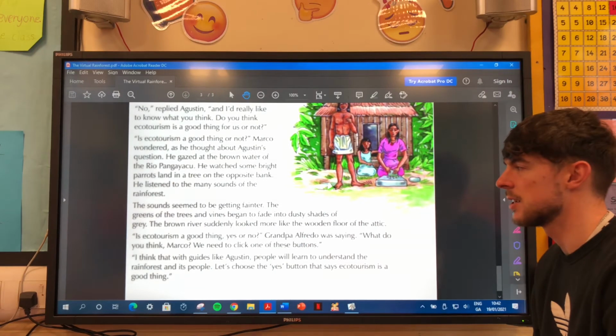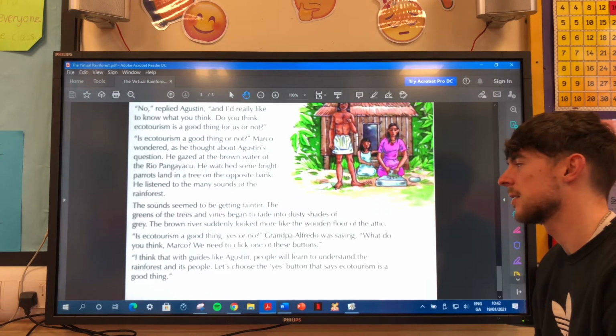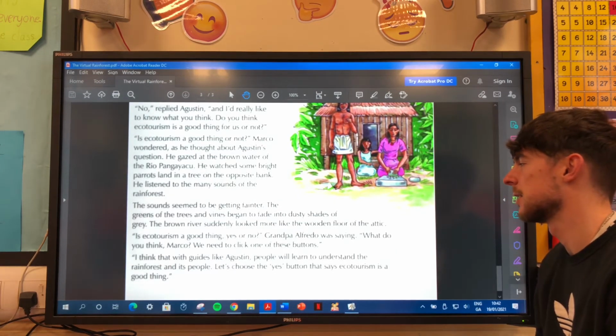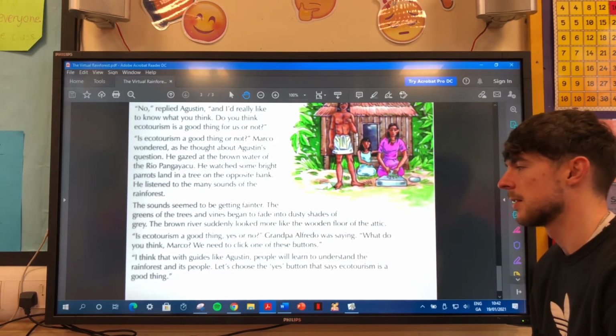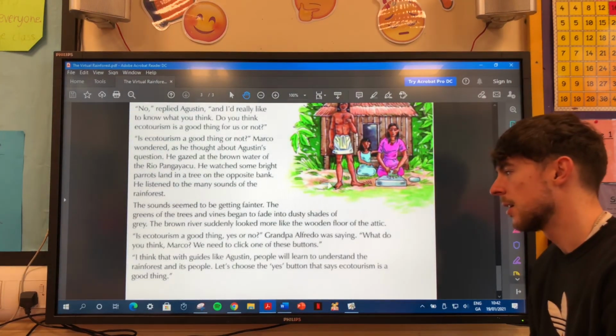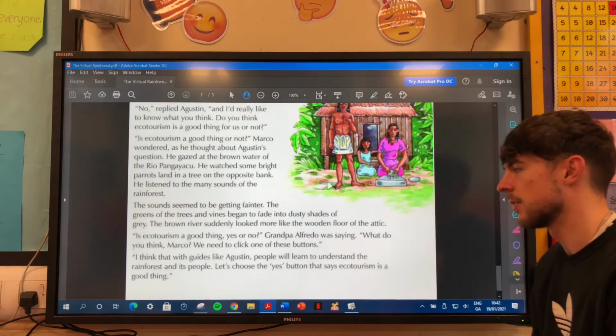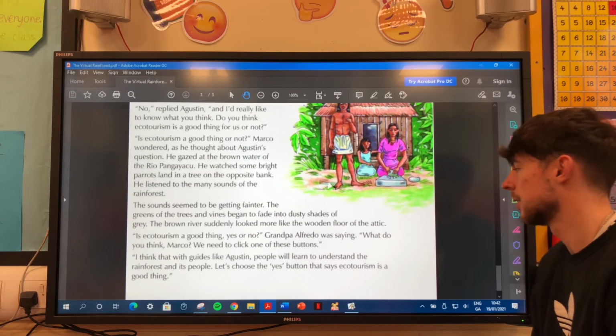The greens of the trees and vines began to fade into dusty shades of grey. The brown river suddenly looked more like the wooden floor of the attic. "Is ecotourism a good thing, yes or no?" Grandpa Alfredo was saying. "What do you think, Marco?" "We need to click one of these buttons." "I think that with guides like Augustin, people will learn to understand the rainforest and its people. Let's choose the yes button that says ecotourism is a good thing."